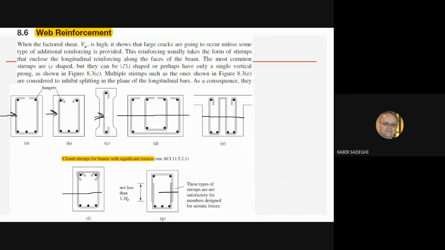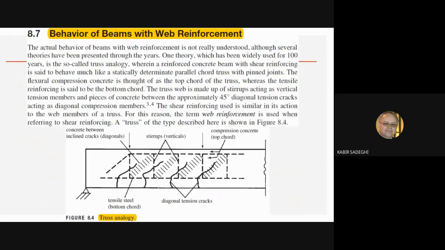And we saw this slide. Here it shows the stirrups vertical, and you see the cracks direction. This covers that one. And the bending reinforcement or flexural reinforcement and shear reinforcement perform something like a truss for us.